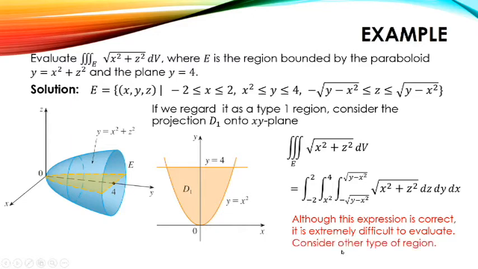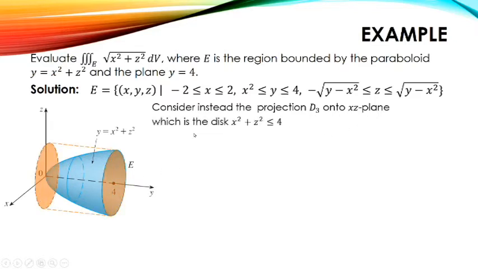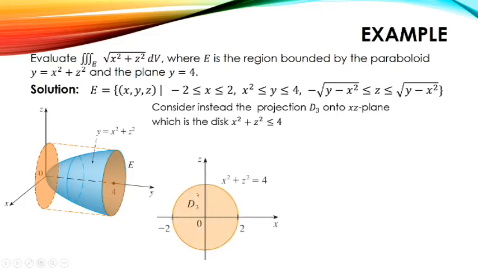So let's consider other type of region. So from here, mas madaling i-consider yung projection D sub 3 onto the xz plane. So given this, ang projection niya is the disk x squared plus z squared less than or equal to 4. Since yung points ng xz would be inside the circle x squared plus z squared is equal to 4, pwede siyang less than to 4. So, andito yung mga points. So, ito yung projection niya, yung disk. And itong boundary would be the equation of the circle x squared plus z squared is equal to 4.